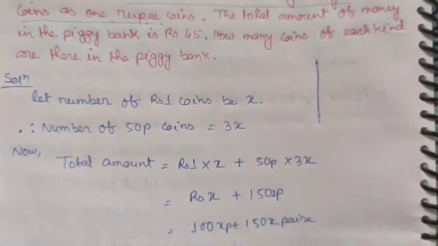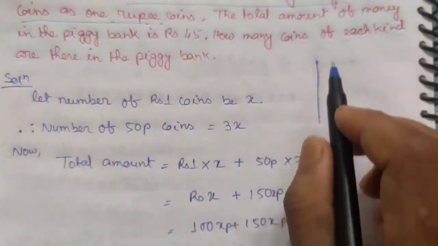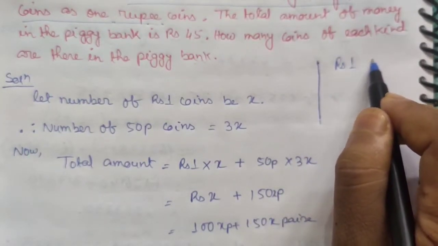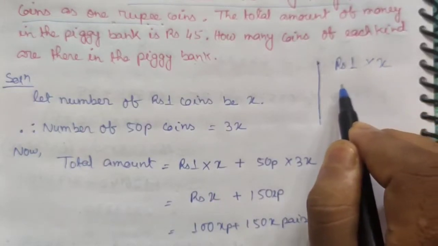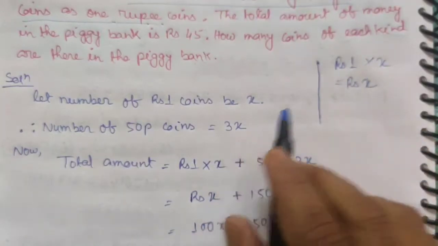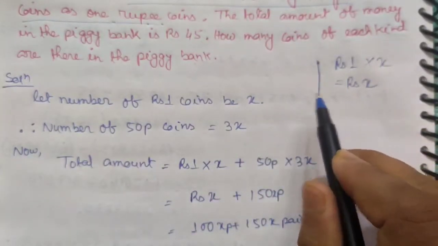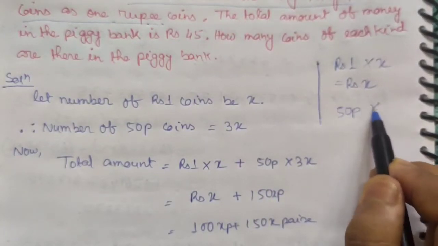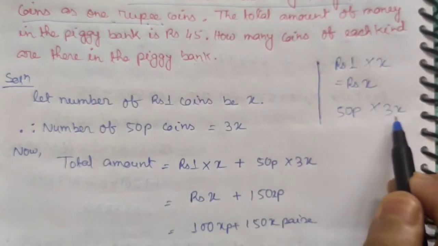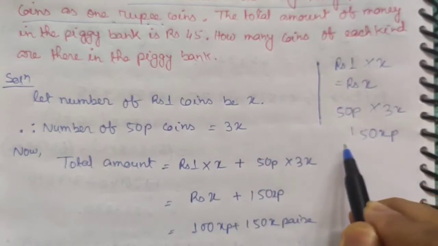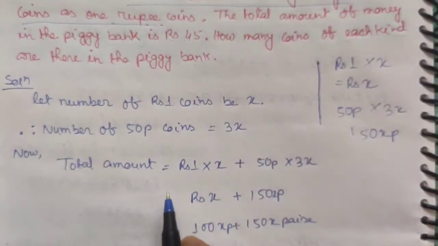Now if the number of 1 rupee coins is x, how many rupees will there be if we multiply rupees 1 by the number of coins? It has x coins, so it will be rupees x. And 50 paise coins: 50 paise, and how many 50 paise coins? It is 3x. So if we multiply 50 with 3, it will be 150x paise, right? Same we have done there.